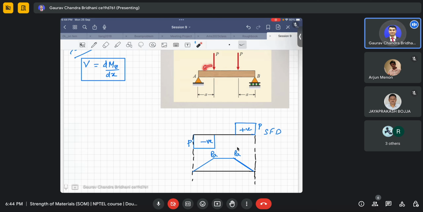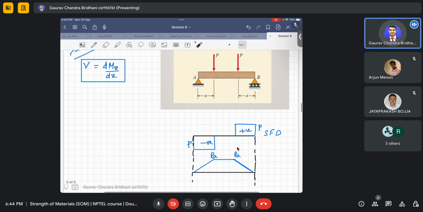But in this region and in this region, both bending moment and shear force exist. And that is why this test is very famous, because it creates pure bending moment in this region. That is why this test is so famous. So we have drawn the bending moment as well as shear force diagrams.